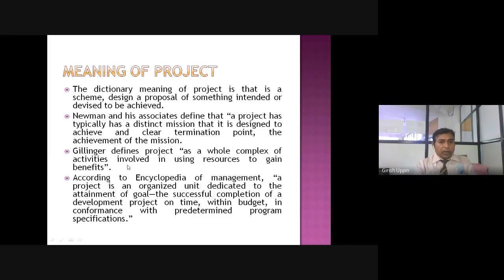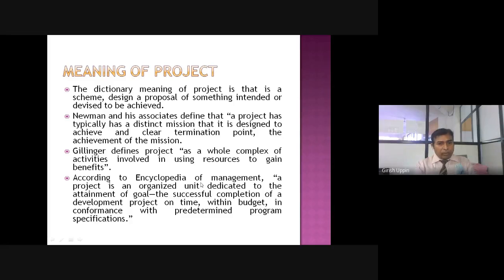Next, Gillinger defines a project as a whole complex of activities involved in using resources to gain benefits. So according to him, it is complex activities that will be taken care of, utilizing all the available resources and gaining a benefit, making a profit out of it.